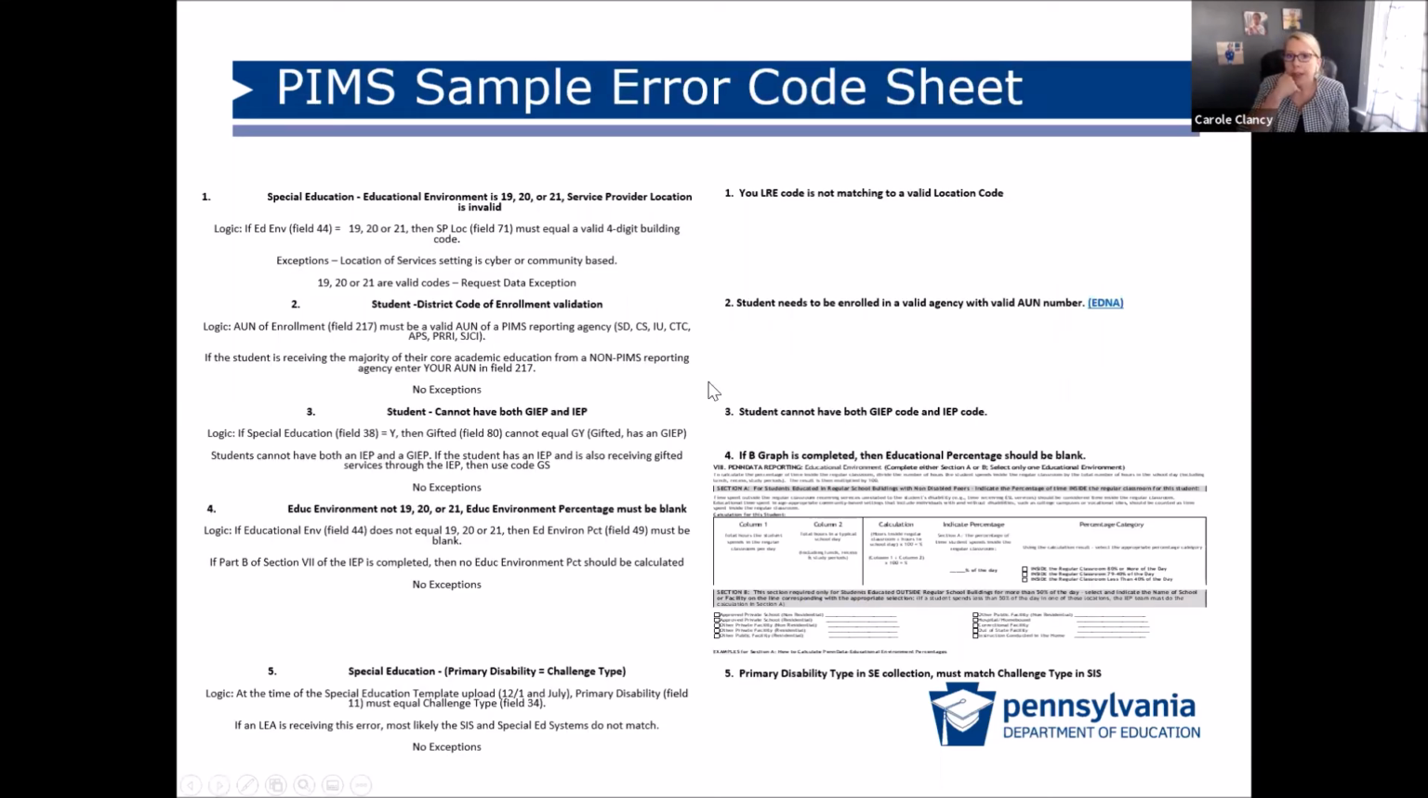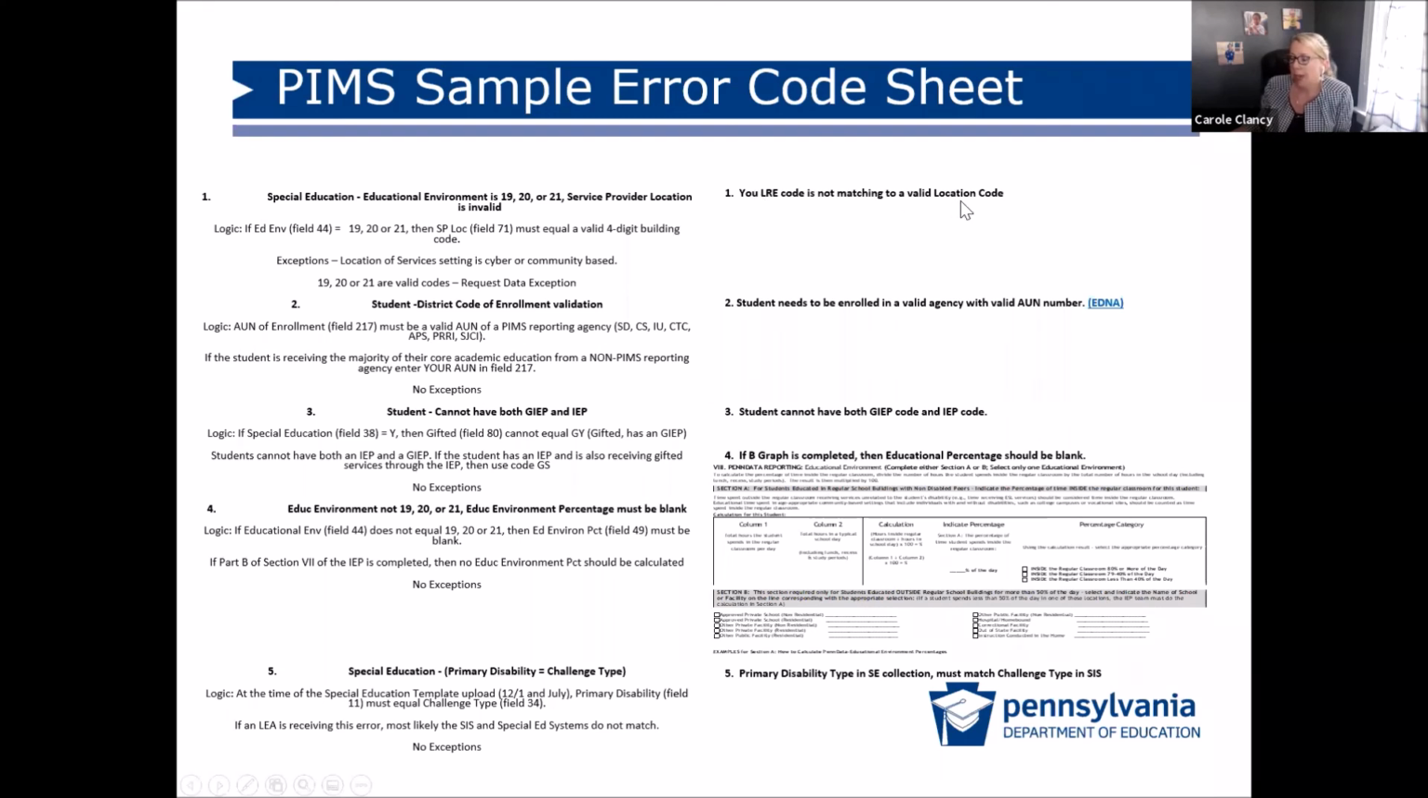So then you'll get some error reports that'll come from PIMS. And this is just an example of some of the highest errors that we receive. I would like to decode it a little bit for you, because what you ultimately get is this left side with number 1, special education environment, 19, 20, 21, service provider location, with all these words, when really all that's telling you is your LRE code is not matching the location code.